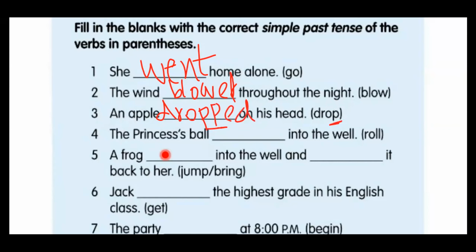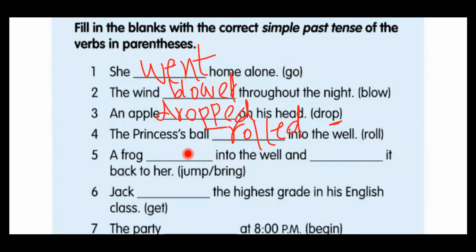The princess's ball dash into the well. Roll. Roll will become, when you add ed, rolled. Okay. The princess's ball rolled into the well. Okay. Ed.